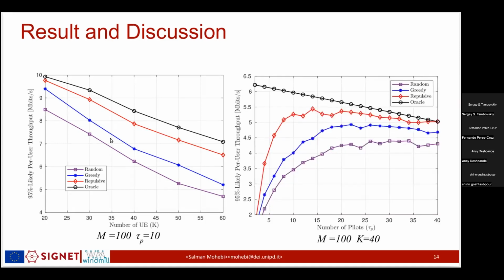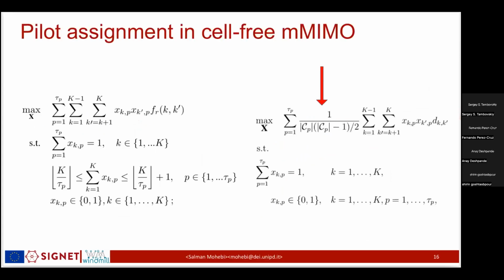And the other result here shows the performance of the different approaches with respect to different pilot lengths, different pilot numbers, basically. As you can see, by increasing the number of pilots, the rate improves only up to a certain level, and after that it stops improving or starts decreasing. And again, when the number of pilots is equal to the number of user equipments, at this point here, our approach acts as good as the Oracle one, because we have enough pilots to assign to everyone.